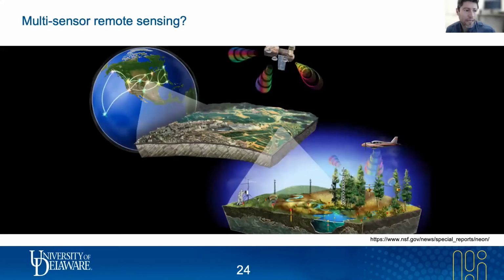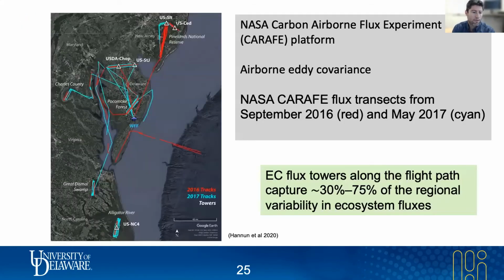But we have to think about maybe multi-sensor remote sensing. So this is not just about the ground measurements. We were able to work with NASA scientists as well. There's the NASA Carbon Airborne Flux Experiment. It's called CARAFE, and it is an airborne eddy covariance. And these are the flight paths across the Delmarva. And we were able to contribute data from our site here.